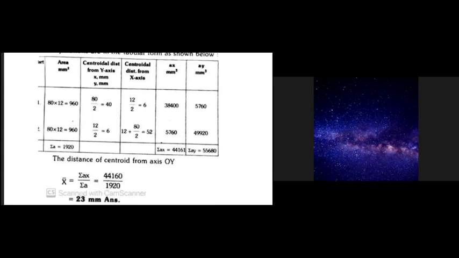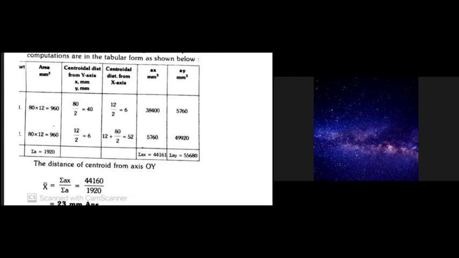So next, find sigma a. So what is sigma a? It is a1 plus a2. Similarly, find sigma a x, that is a1 x1 plus a2 x2. Similarly, sigma a y, that is a1 y1 plus a2 y2.